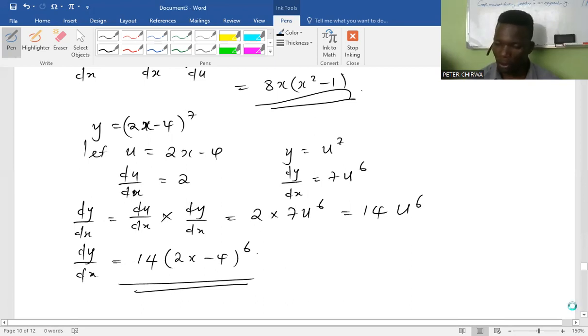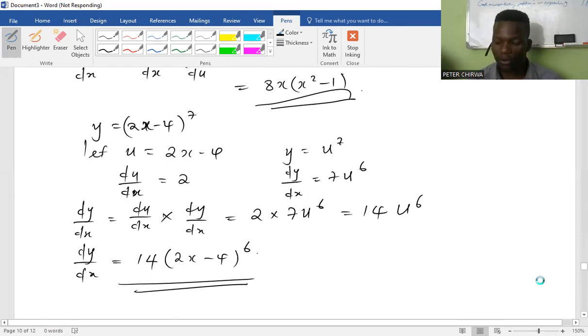Okay, so we try to solve another question. This question is on the same chain rule, where we get to apply the chain rule, but it's a little bit different from the one that we were doing.